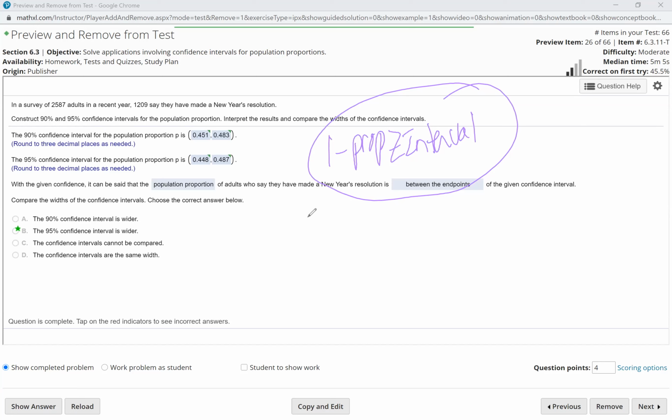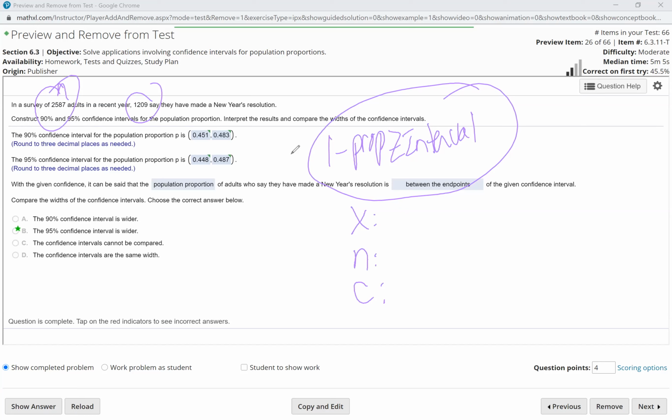So you go stat tests, 1 prop Z interval, you enter the value of X and you enter the value of N. Remember, X is the smaller one. So your X will be 1,209 and your N will be 2,587. And then you just enter the confidence level. You do it twice, guys, and you get, the higher the confidence level, the wider the interval.